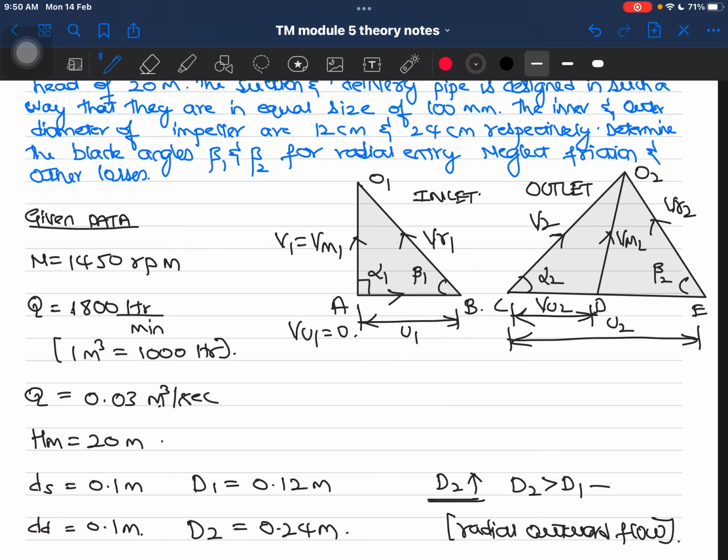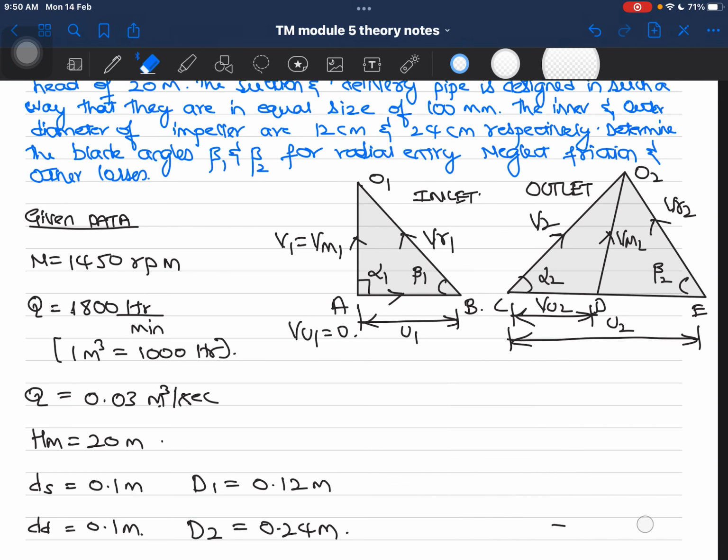If it is the reverse, if d1 is greater than d2, then it would be radially inward, which you can observe in the case of a Francis turbine, where you have solved the problems in module number 4. So that is one observation you can make from here.